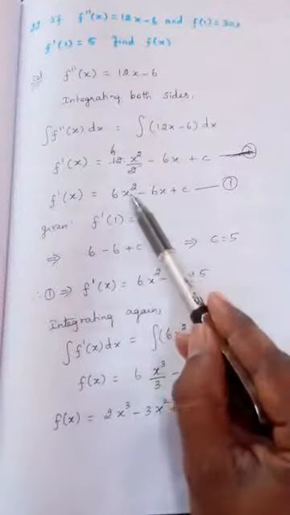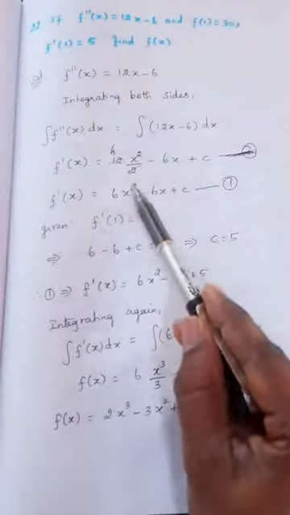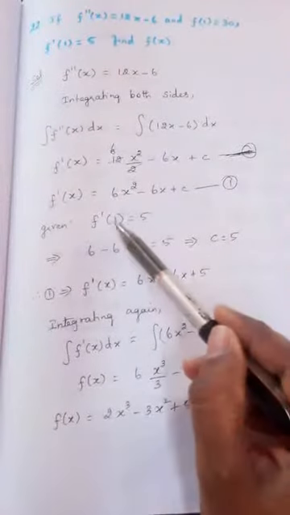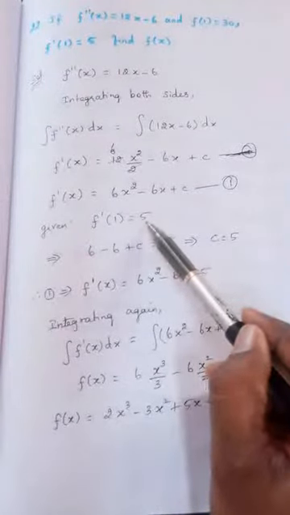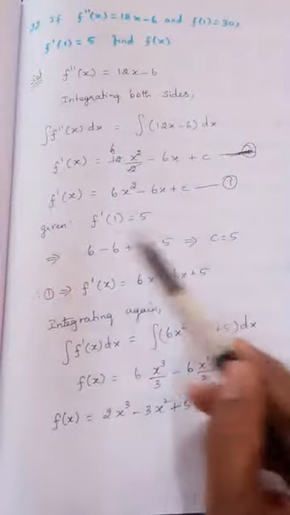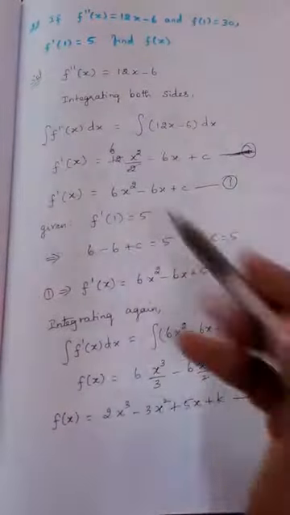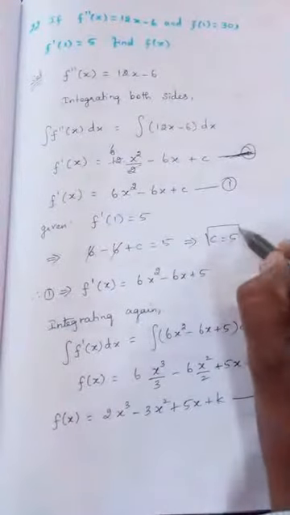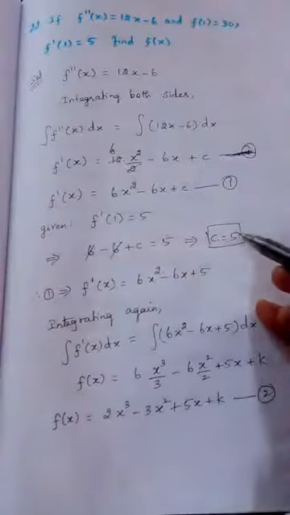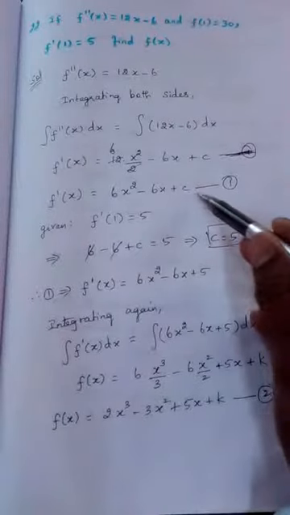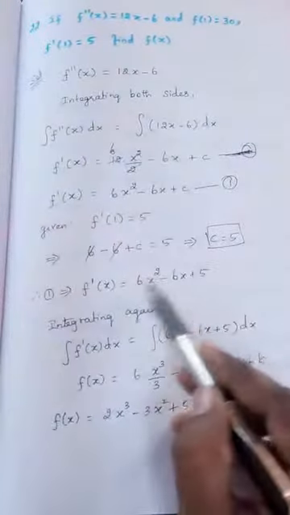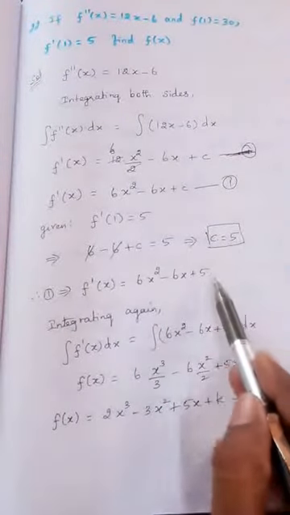What happens? 6 into 1 square, 6. If you put 1 here, this becomes minus 6 plus c. And the value is given in the question itself, 5. So this is equal to 5. 6 and 6 get cancelled, so c is equal to 5. Since we got the c value, we can substitute it in the first equation, so f dash of x you can write this, and in place of c put 5.